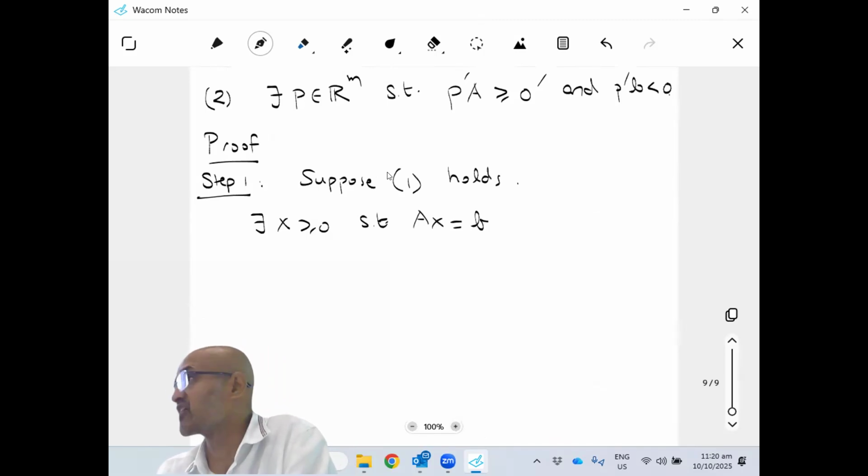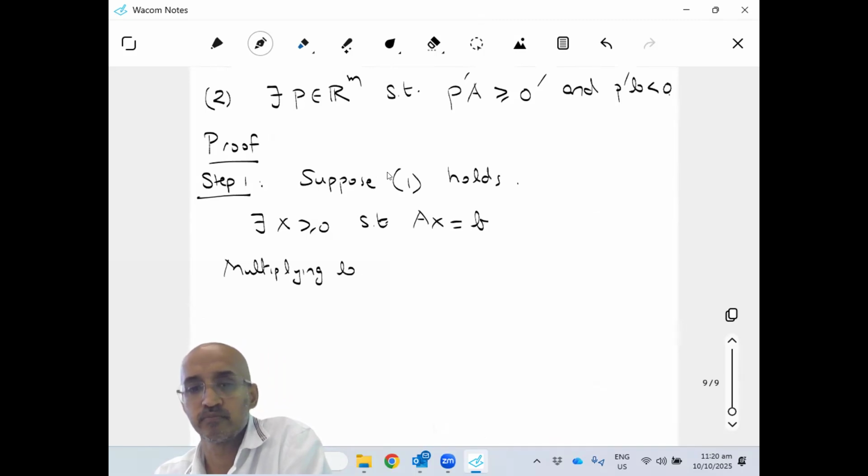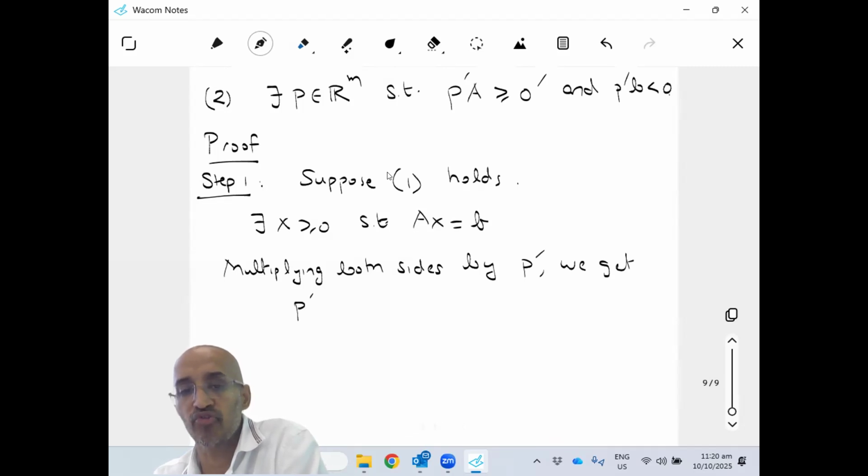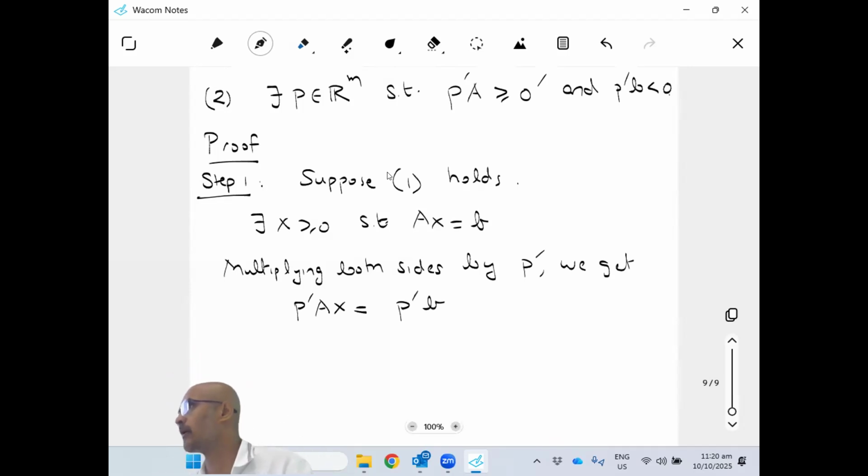Let's multiply both sides by P. Multiplying by P, or P transpose, we get P transpose AX is equal to P transpose B. And now I think about P transpose A times X.